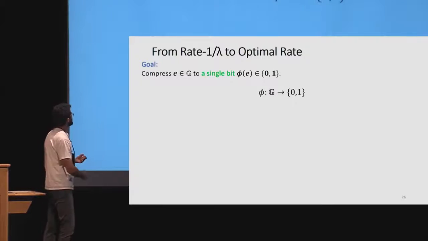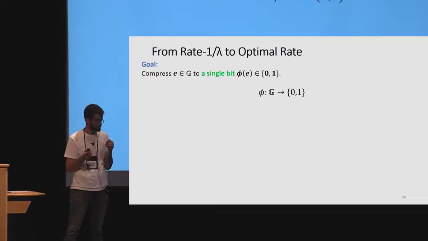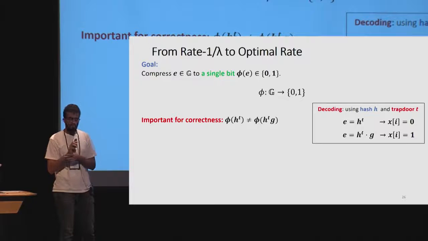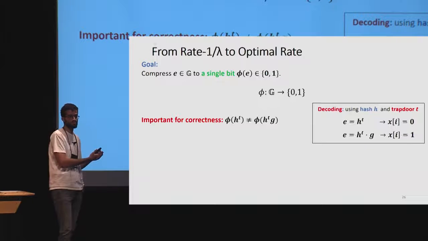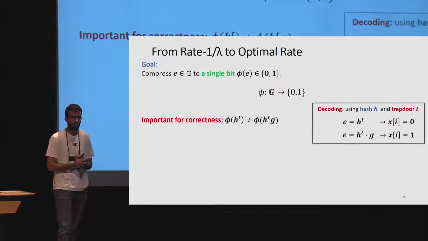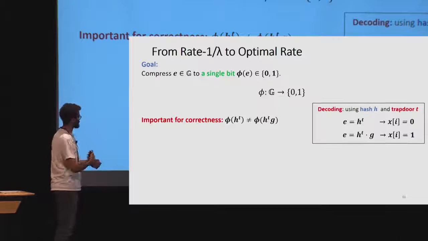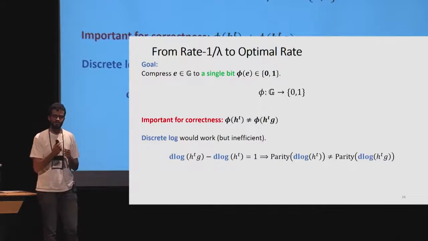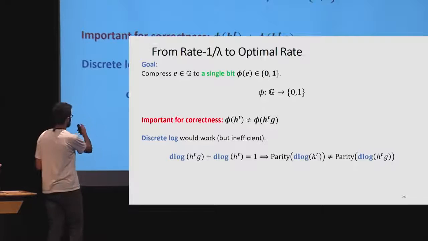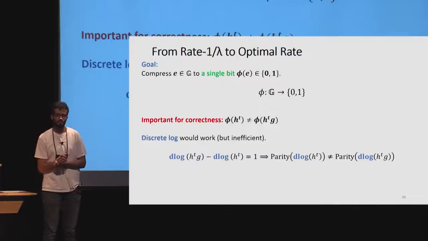Good. So our goal essentially is to take this hint, which is a group element, and compress it to a single bit. If we do that, we get a rate 1 trapdoor hash. But to keep the construction correct, we have to be able to distinguish between the compression of h to the t and the compression of h to the t times g, because otherwise Bob will not be able to make the comparison and learn the value of xi. So we want some encoding to a single bit that will distinguish between these two values. And the very natural candidate is to take the parity of the discrete log of the hint. Because notice that the discrete logs of h to the t times g and h to the t always differ by 1, and therefore their parity will always be different.